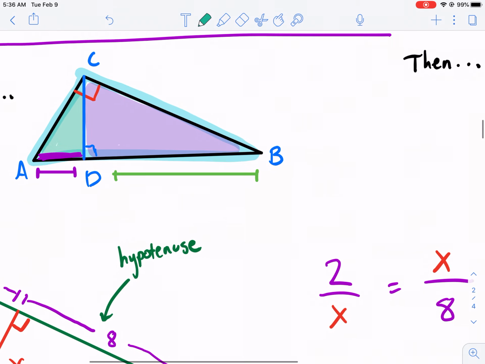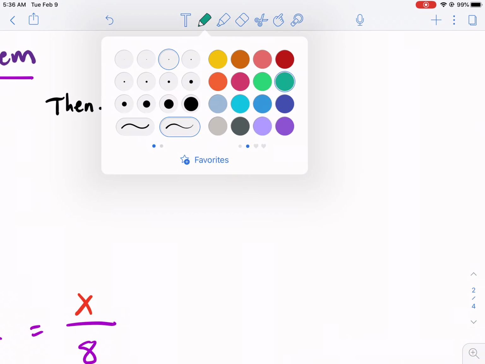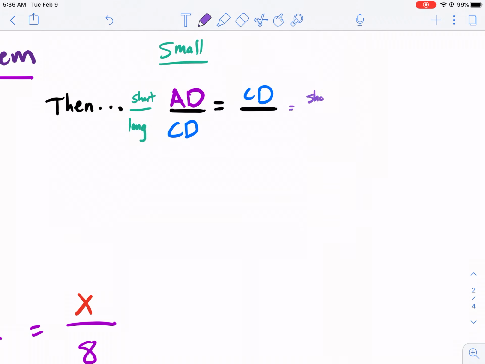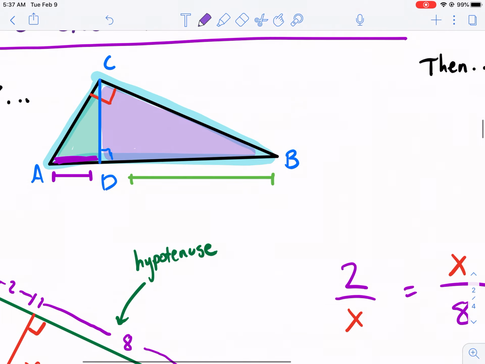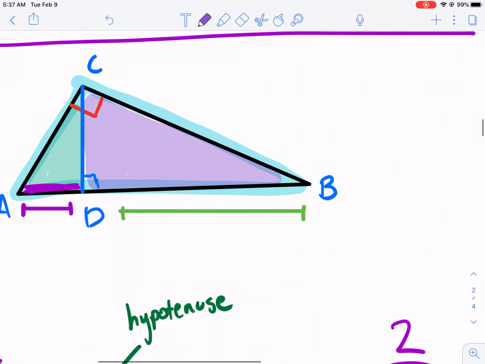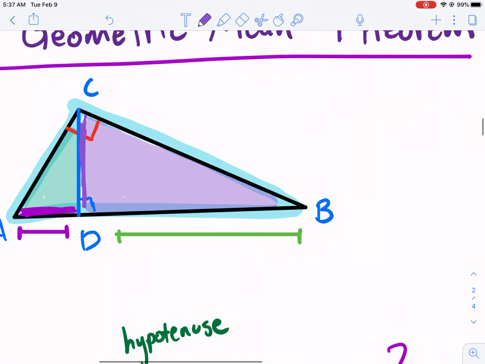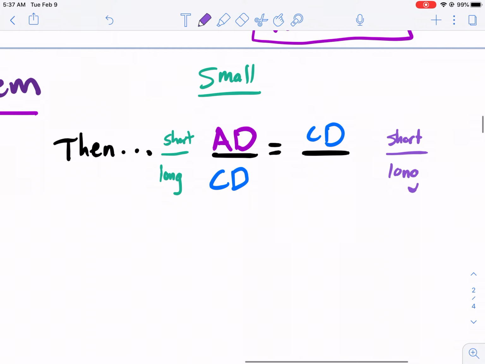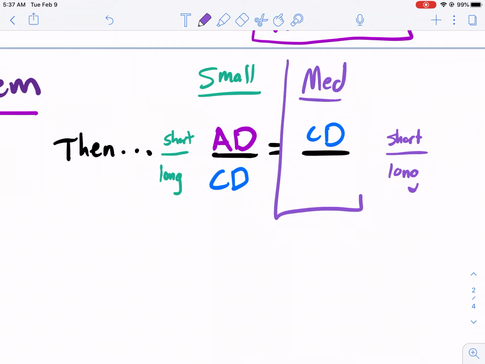Now, if we compare short to long on the left side, then we also have to compare short to long on the right side. Now, which triangle are we comparing? We're talking about CD again. Which triangle is CD a part of? CD is right here. It's part of the small triangle, but we already compared the small triangle on the left. It's not part of the big triangle, so it's definitely part of the medium triangle. The medium triangle is going to be on the right.